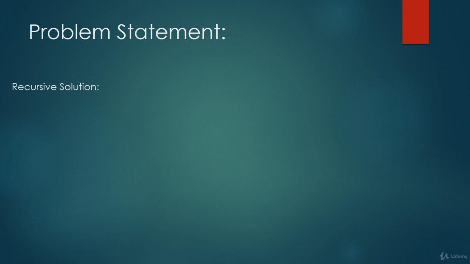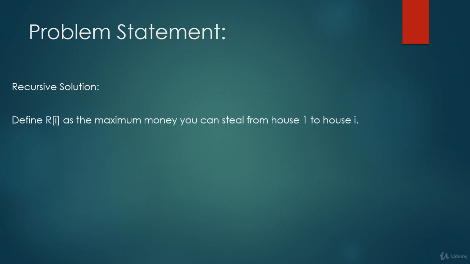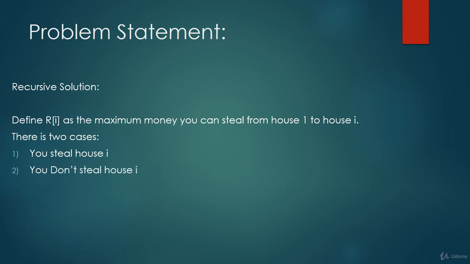Okay. So let's think first of a recursive solution. Let's say that I want to steal houses from 1 to I. I'll define R_i as the maximum money that I can steal from house 1 to house I. Now, there's only two cases here. You either steal house I or you don't.